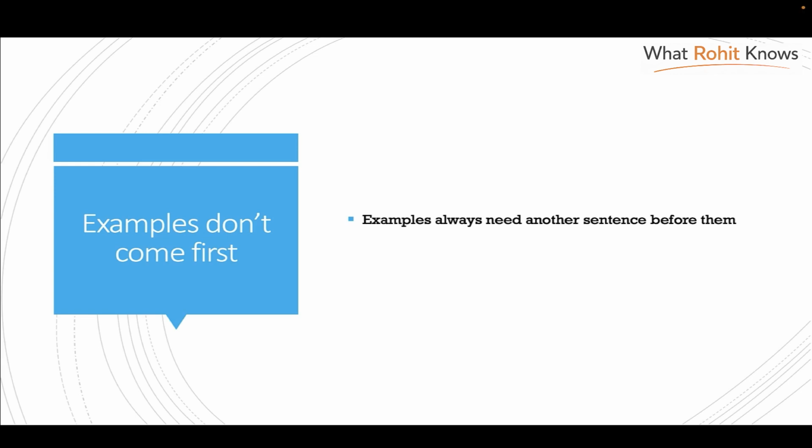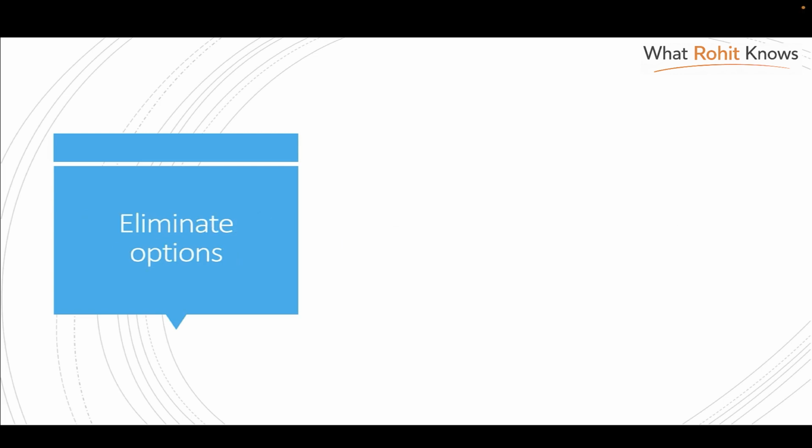And especially examples. If there's a paragraph where they're describing something as an example of a concept, then you know that it can't be the first paragraph. It can't come in the beginning. So keep them for subsequent sentences or subsequent paragraphs.